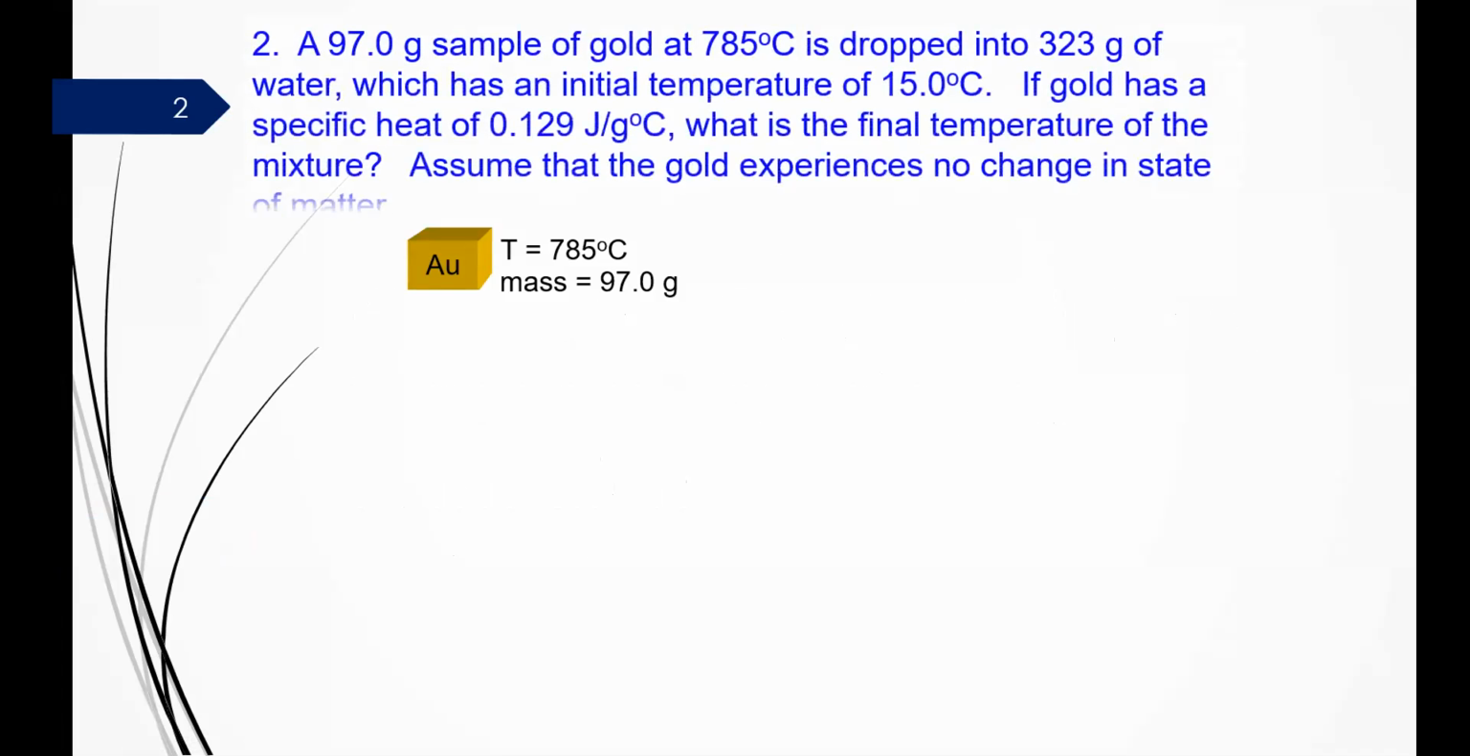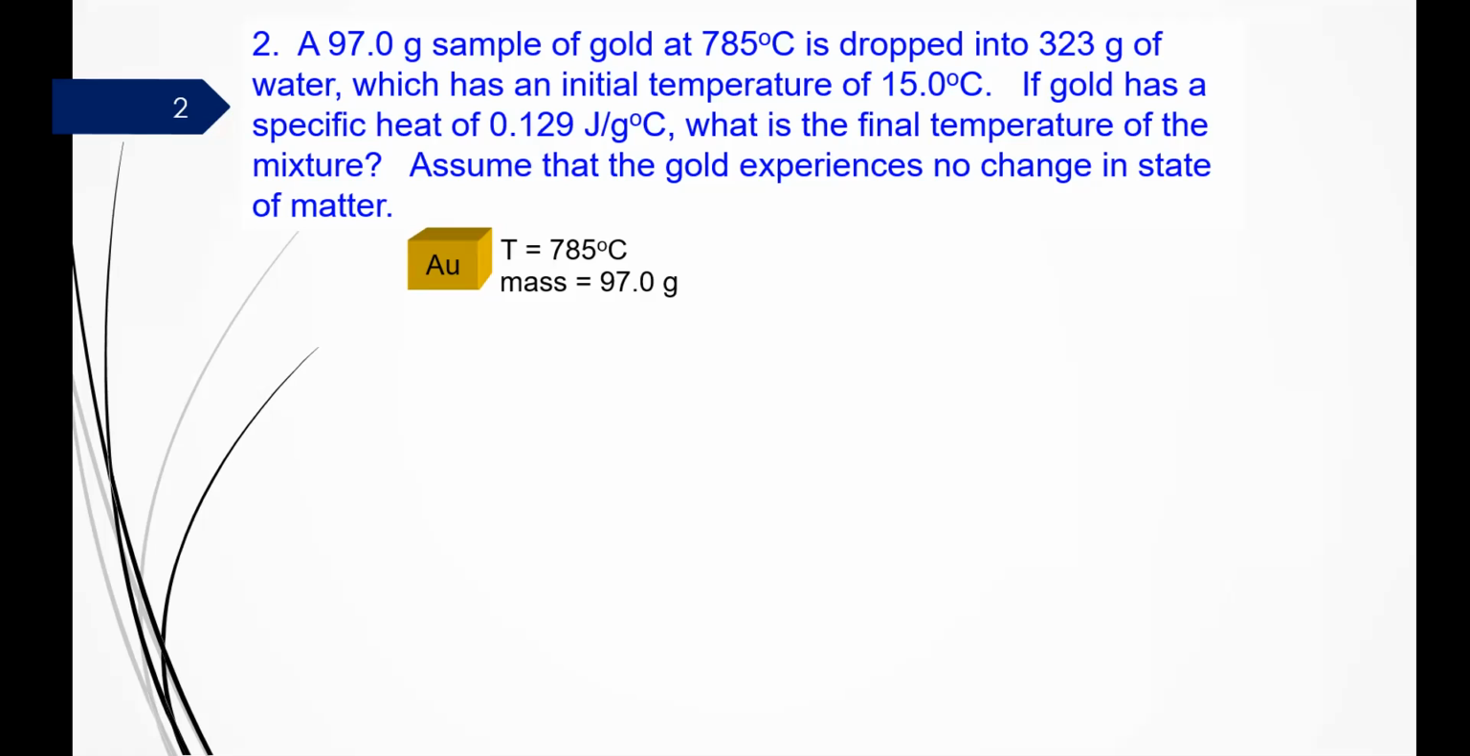In this calorimetry problem, we have a block of gold. We have a 97 gram sample of gold at 785 degrees Celsius. We're going to drop it into 323 grams of water, which has an initial temperature of 15 degrees Celsius. If gold has a specific heat capacity of 0.129 joules per gram degree Celsius, what is the final temperature of the mixture? It's telling us to assume that the gold experiences no change in the state of matter, so it's still a block of gold all the way through.